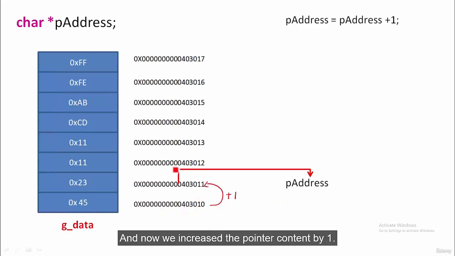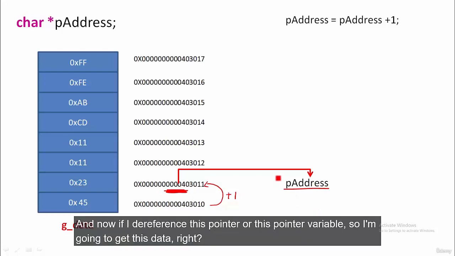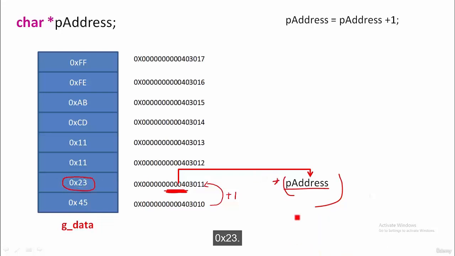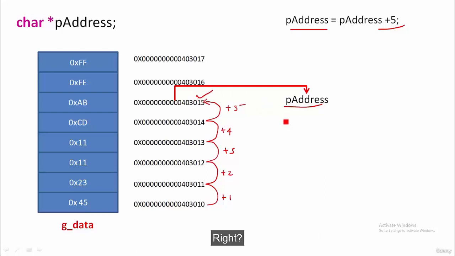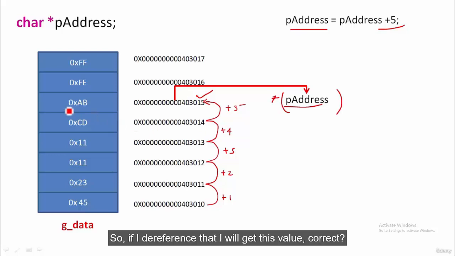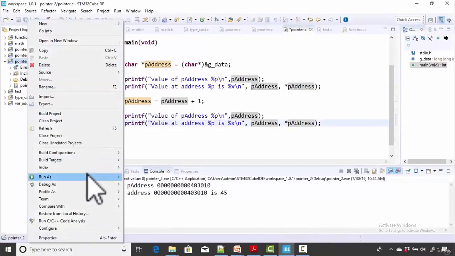And now we increased the pointer content by 1, right? The content of this p address is this address, 11, correct? Now if I dereference this pointer variable, I'm going to get this data, 0x23. If I increment p address by 5, then the p address value will be this address, and if I dereference that, I will get this value, correct? Let's test this. I'm going to execute this.